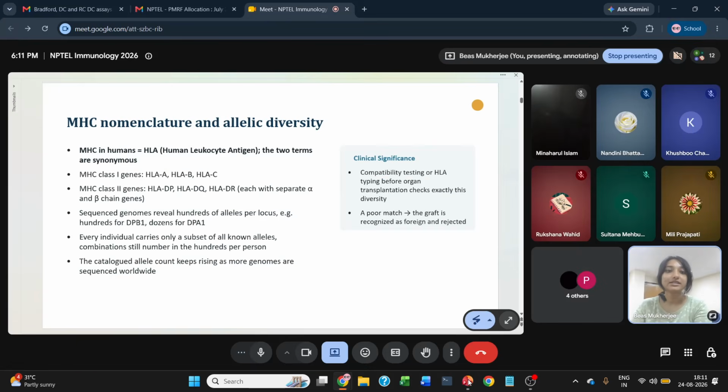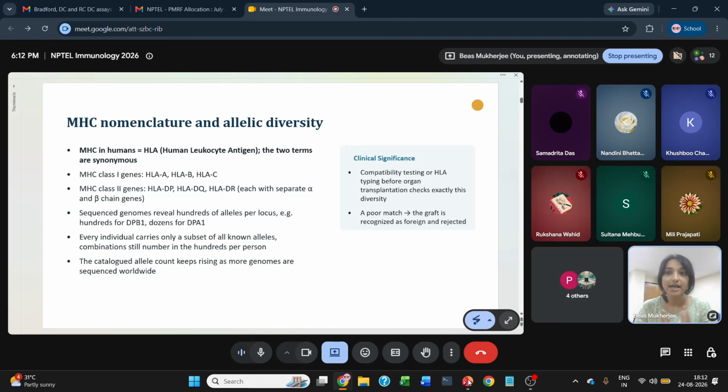Now see, this MHC complex is present on chromosome number 6 in humans, and it is also known as HLA. So what is HLA? HLA means human leukocyte antigen. So MHC and HLA refer to the same thing. This is a stretch of genes present in the same locus. If you remember, a locus is a region in the chromosome, basically a position in the chromosome, where a lot of gene segments are present clustered together.